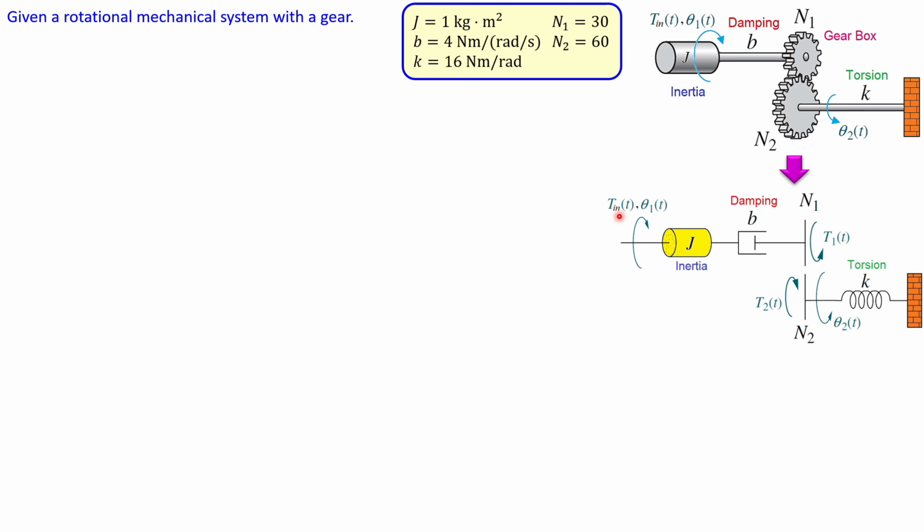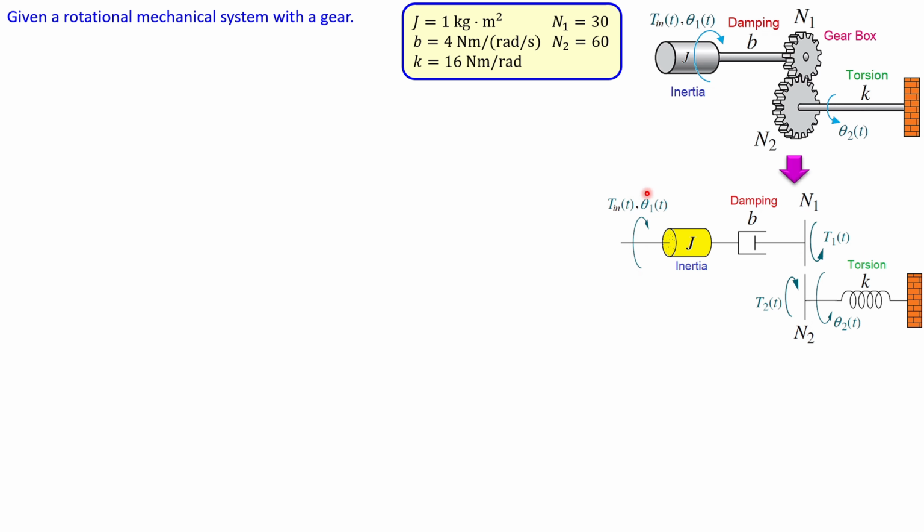So let me go one by one through these elements. So we have the input torque, T in. We have also the angular displacement at the input side. The inertia J, which is already given. We have the B coefficient, which is this value. And we have also the gearbox. Now, let me clarify in detail what's happening here.